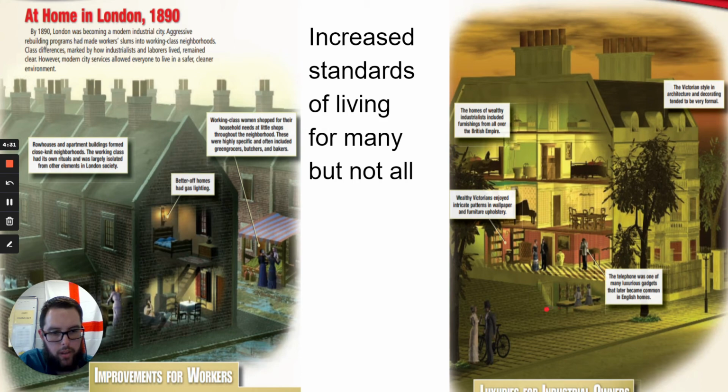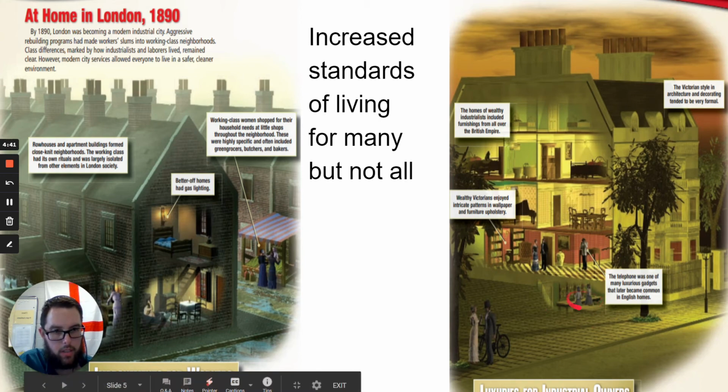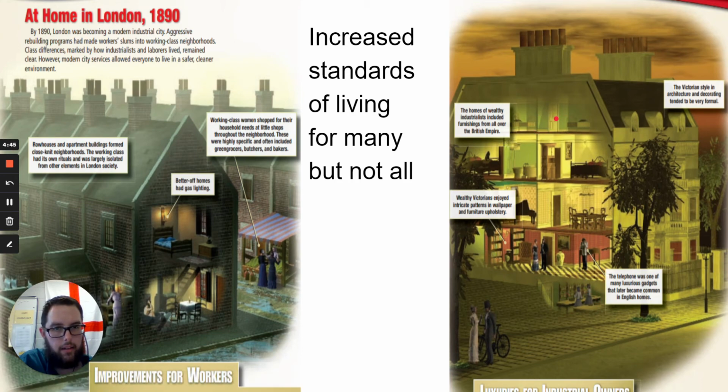Because if you're a wealthy industrial middle class family, you might have live-in help. Your help would work downstairs, but up here in the attic is where they lived. All of this is one house for your middle class family, your factory owners, your managers, the middle class. But over here you have the working class.